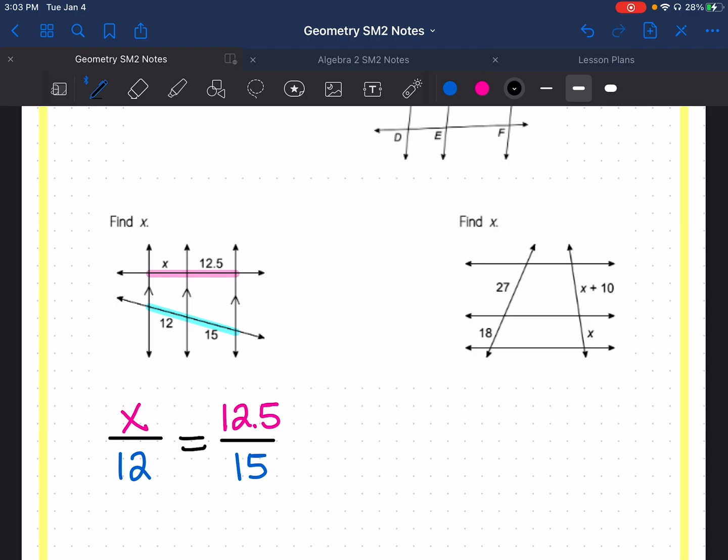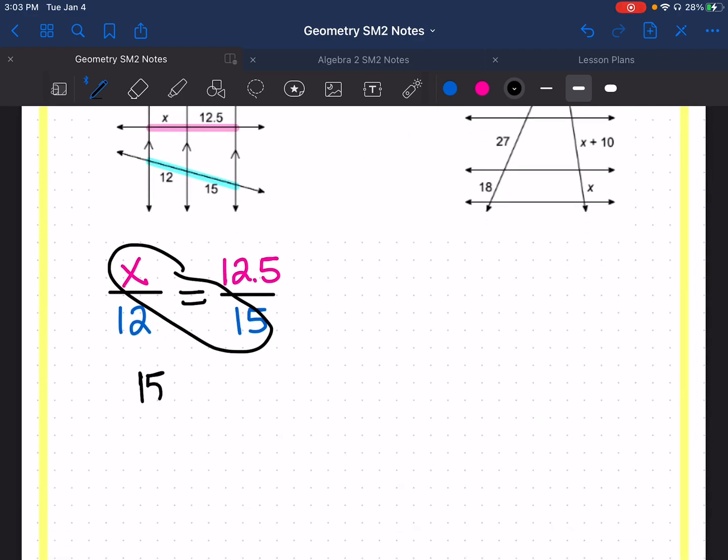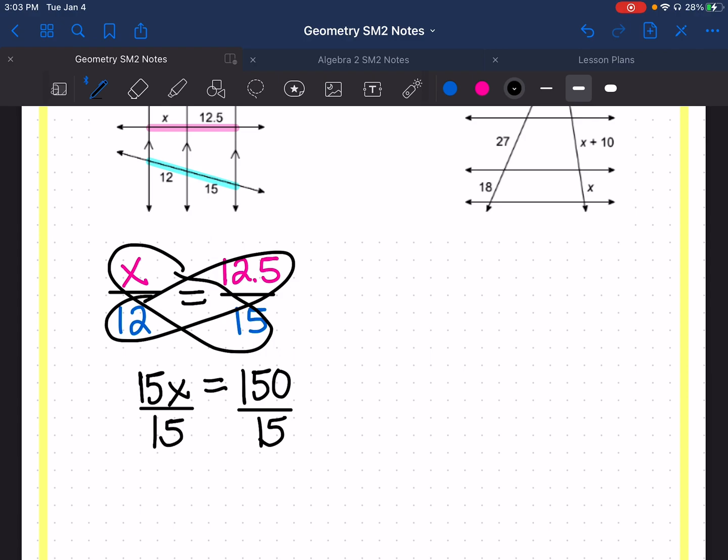I'm going to cross multiply. So X times 15 is 15X, and 12 times 12.5 is 150. I'm simply going to divide both sides by 15. X equals 10.